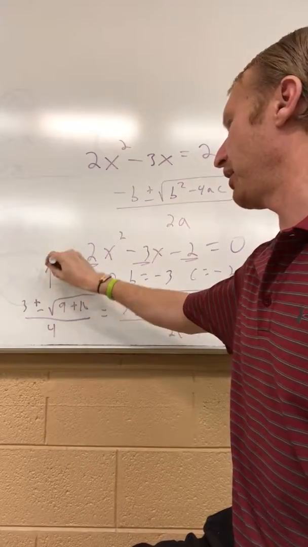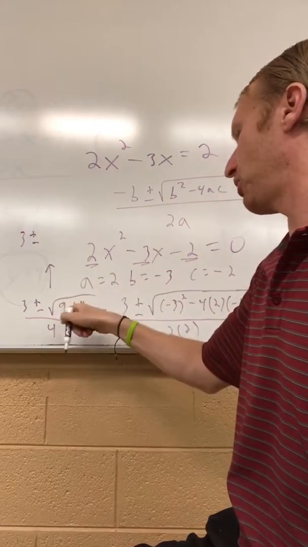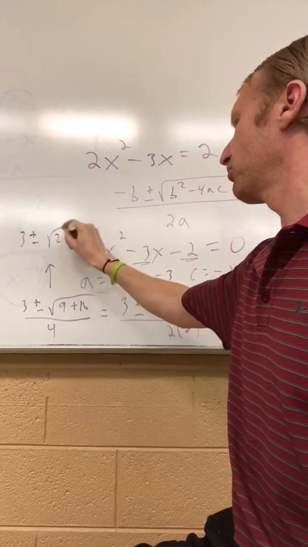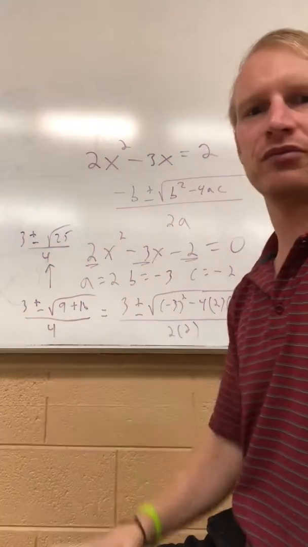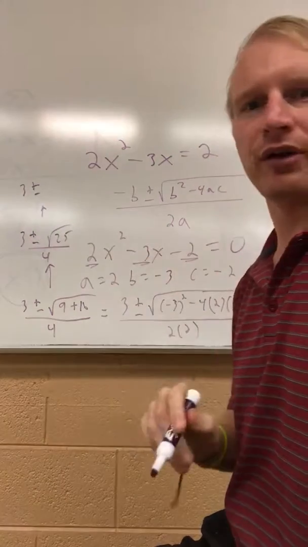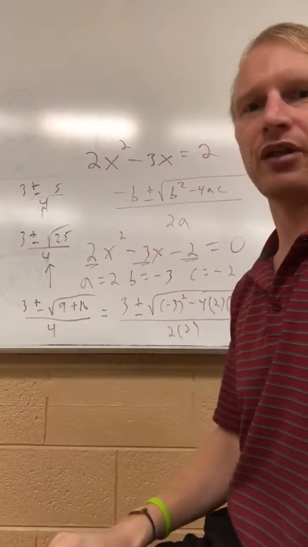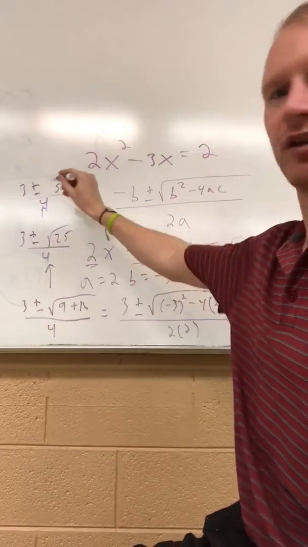And simplifying that, you get 3 plus or minus the square root of 25, all over 4, which is the same as 3 plus or minus 5 all over 4, since the square root of 25 is 5. And that's going to generate your two answers based on the plus or minus.